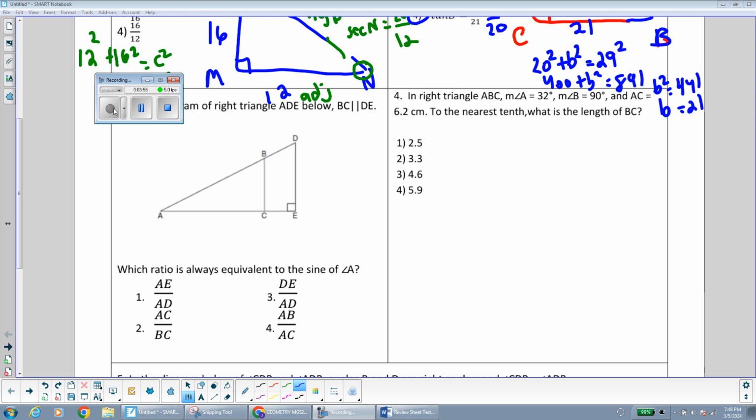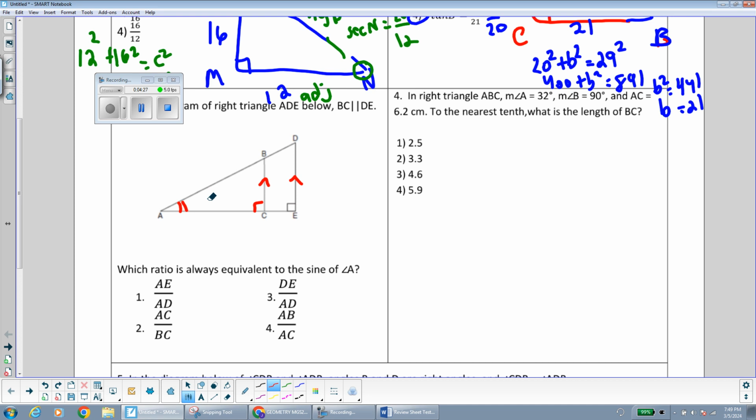For question number 3, in the right triangle ADE, BC is parallel to DE. So the small triangle and the big triangle are similar triangles because they have congruent right angles, because those are corresponding angles created when parallel lines are cut by a transversal, and they have the shared angle A. So the smaller triangle and the bigger triangle are similar to each other.